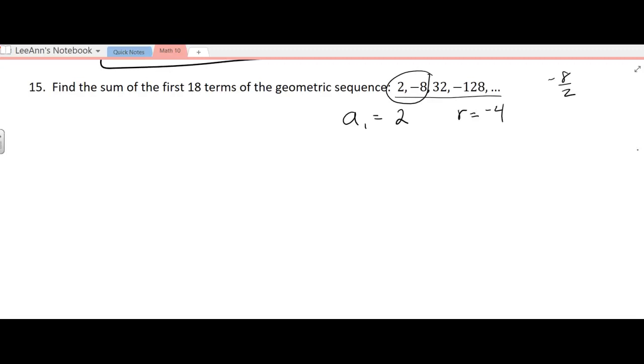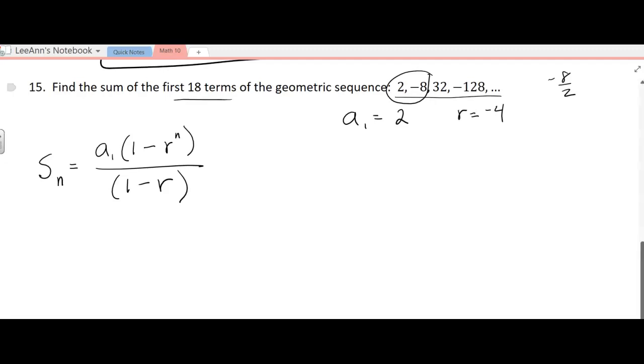Okay? All right, so now we need that sum formula, and this is the one I always have trouble remembering. So S sub n is a sub 1 times 1 minus r to the nth over 1 minus r. Okay, I'm going to double check and make sure I have that right. Okay, yes, that is it. That's the one I always have trouble remembering. So what are we going to add up? 18 terms. That means n is 18.